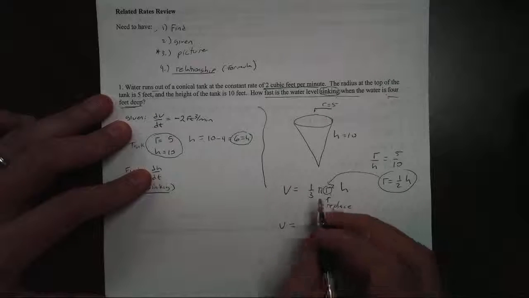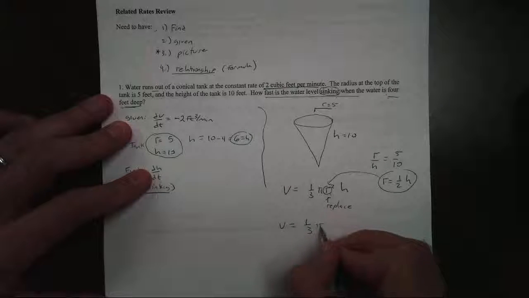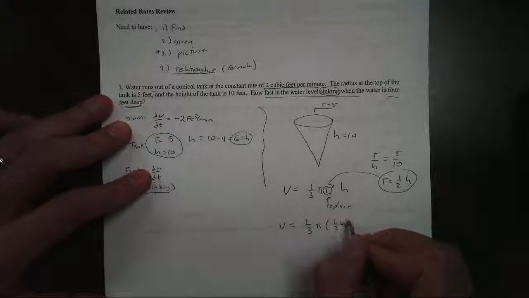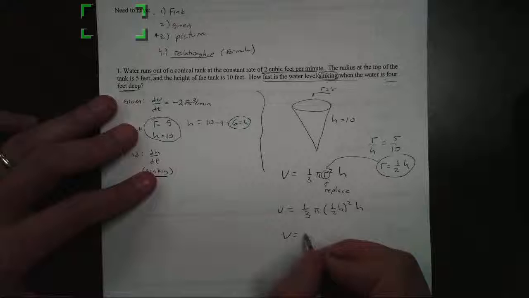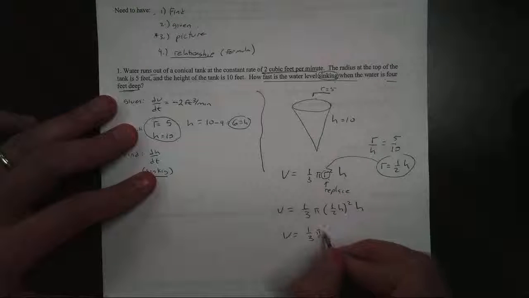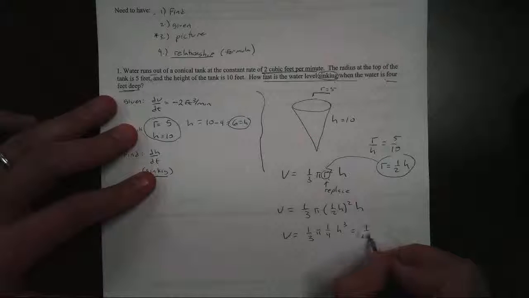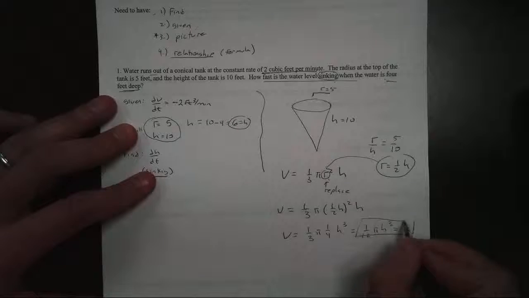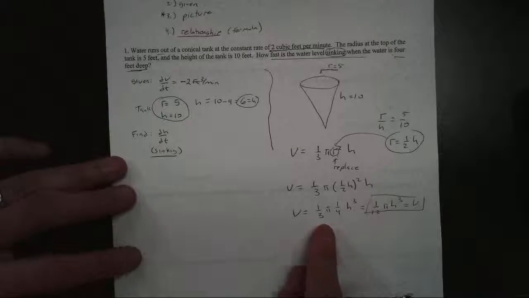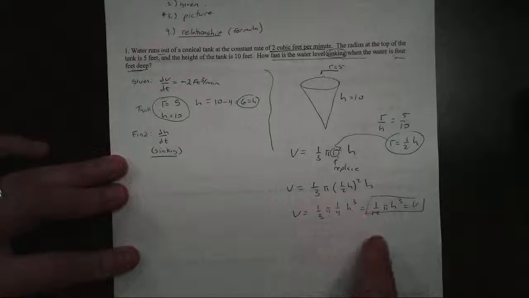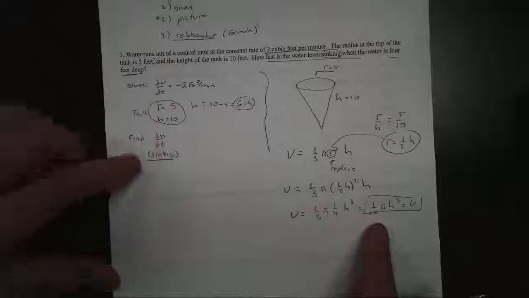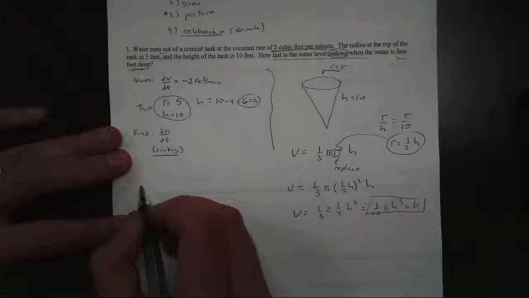So my new volume equation becomes this: 1/3 pi (1/2 h) squared times h. And that gives me my new volume equation: 1/3 pi times 1/4 h cubed, or 1/12 pi h cubed. And there's my new volume formula. Now, we haven't taken the derivative yet, but we have everything for it. Now, I'm going to take the derivative. Because I'm looking for dh/dt, I take my derivative.